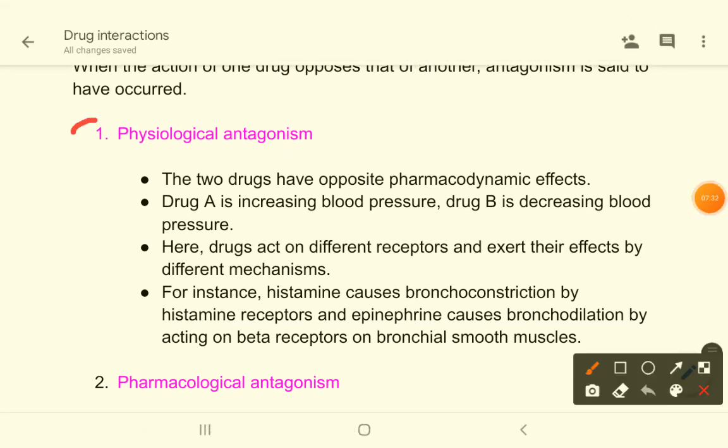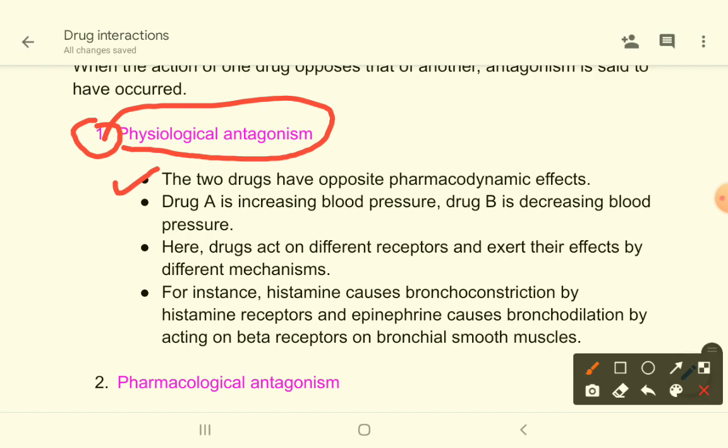Number one, we can say physiological antagonism. Now what is physiological antagonism? Here the two drugs have opposite pharmacodynamic effects. That means, suppose drug A is increasing blood pressure and drug B is decreasing blood pressure. Okay, that is the opposite pharmacodynamic effect. But that's not the end. We have something else here.